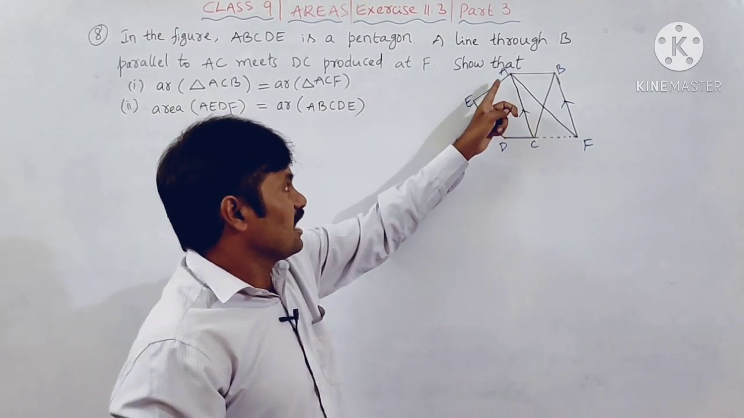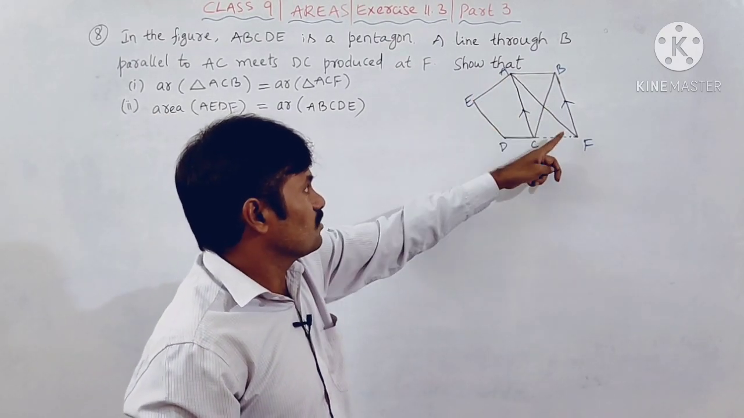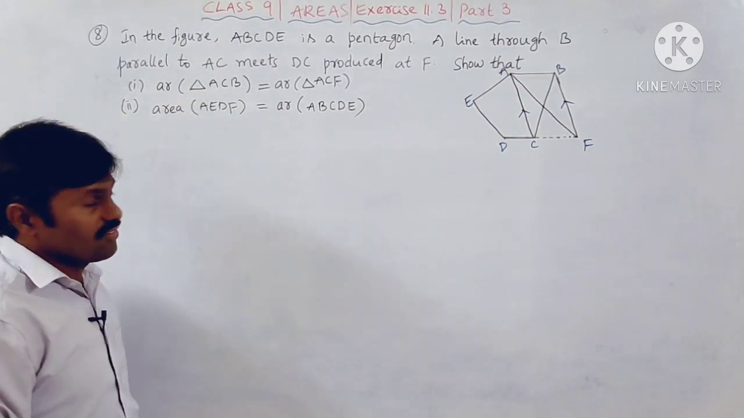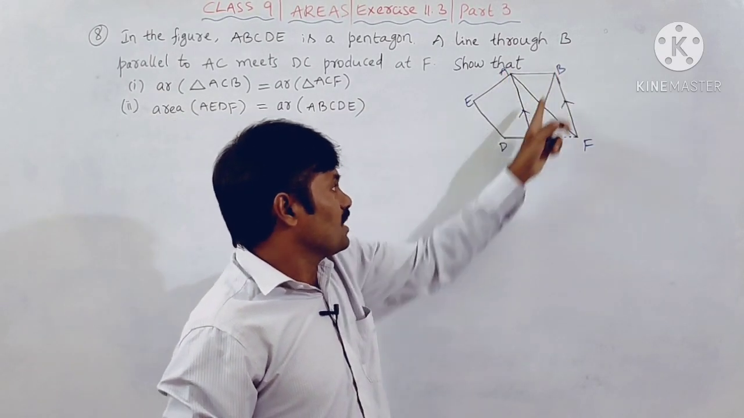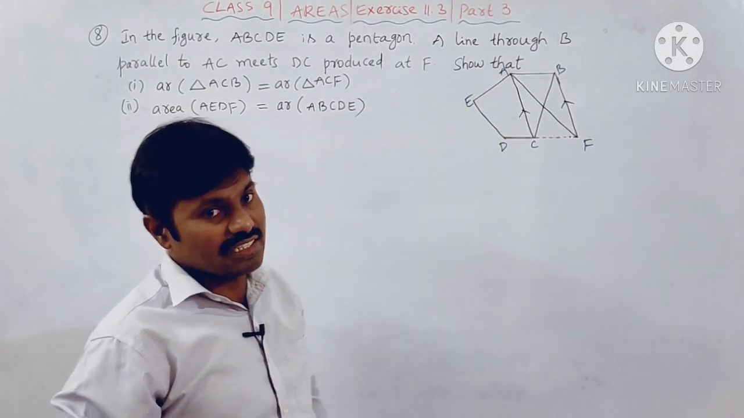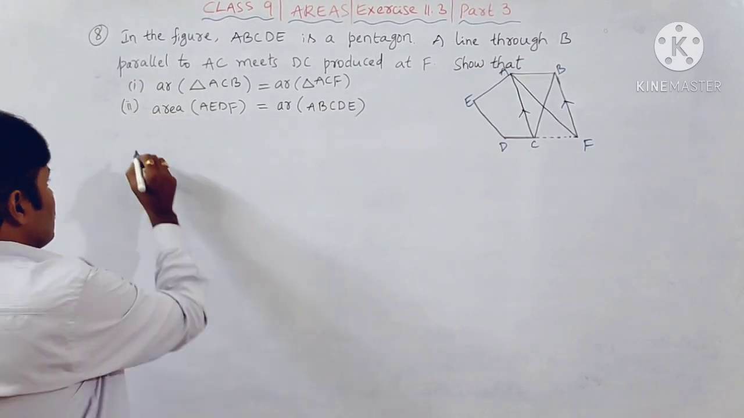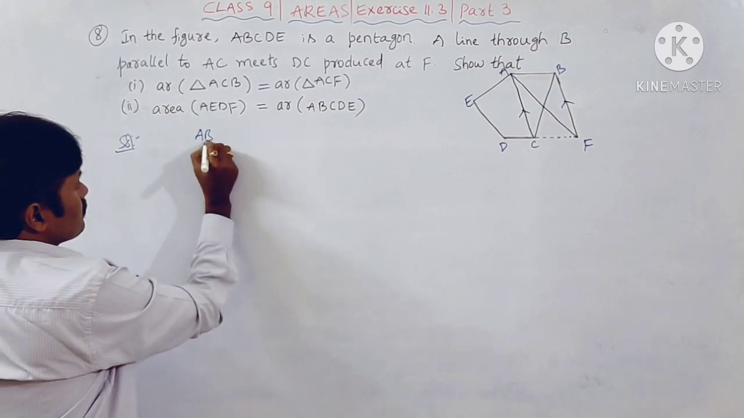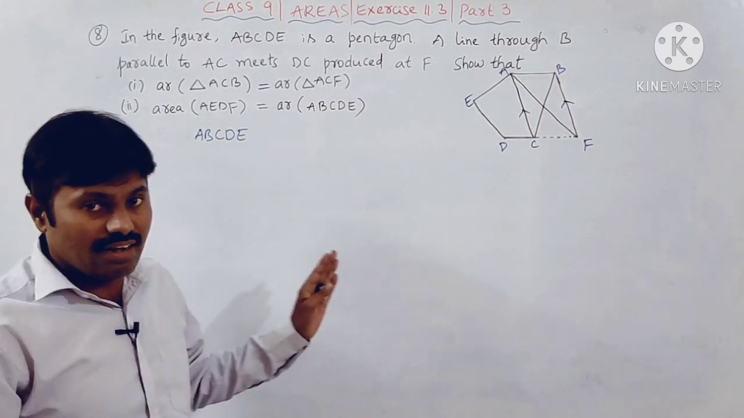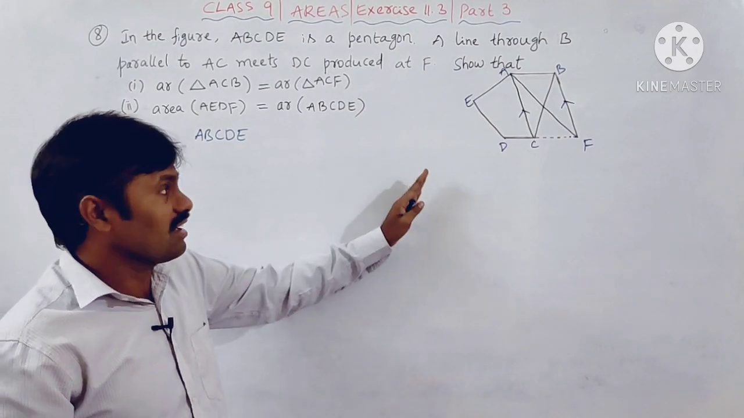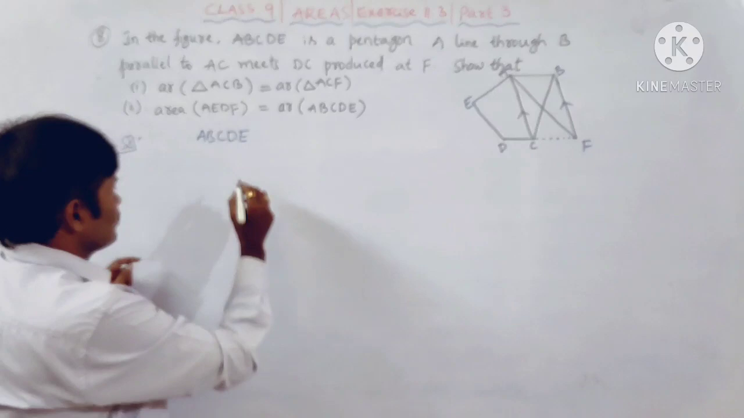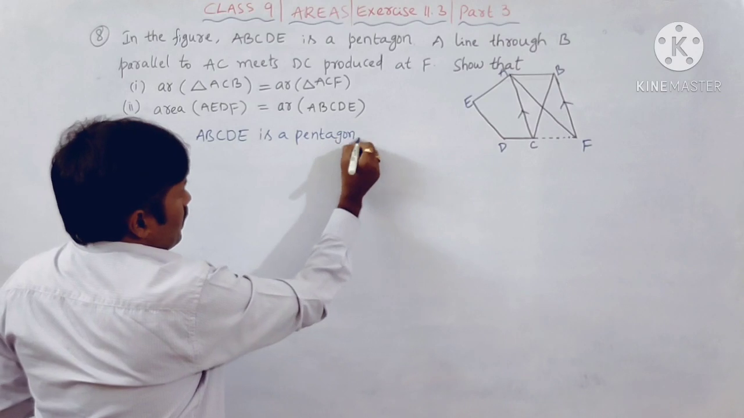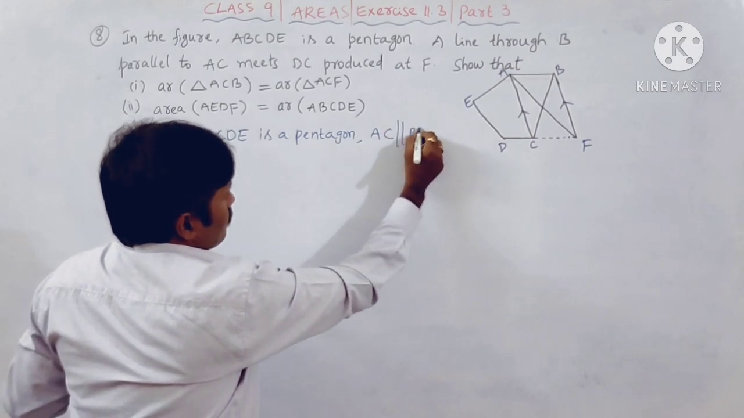You have to show that area of quadrilateral AEDF is equal to area of pentagon ABCDE. This is required. Now for that, how to prove it? So what is given? Here ABCDE is a pentagon, and also given AC is parallel to BF.